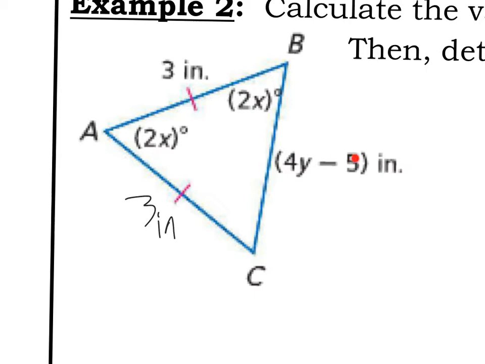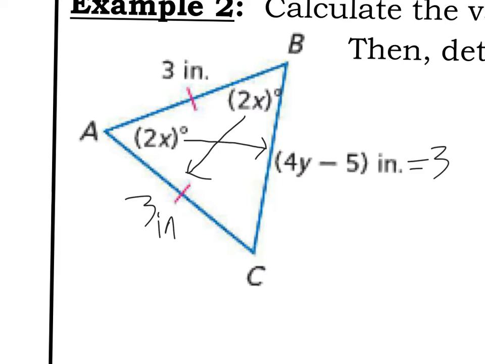And so I don't know 100% for sure whether this is 3 inches or not yet, but what I can tell you is that 2x is opposite of 3 inches, and 2x is the same exact measure as this other 2x. So this side opposite of that 2x has to be the same thing. So therefore, this does actually equal 3. So now I'm 100% sure that this is going to equal 3 inches.